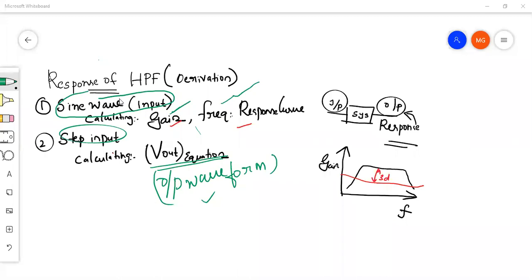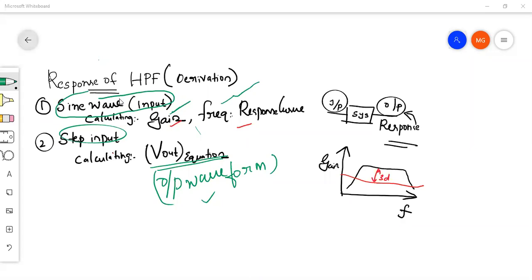So in the first section, we discussed the response of a high-pass filter to a sinusoidal wave. In that, we calculated gain and the frequency response curve. Second, we are calculating what is the step input. That means the input is a step, what is the output voltage equation, and what is the output waveform. Here we give importance to the output voltage equation and, at the same time, the output waveform.